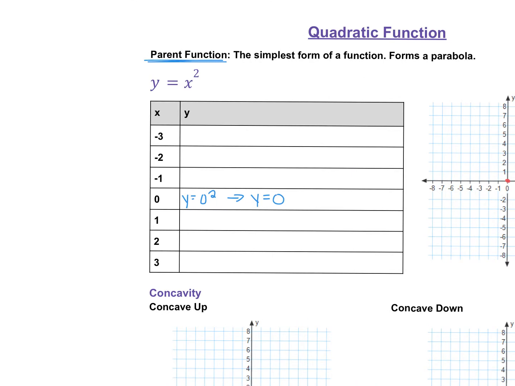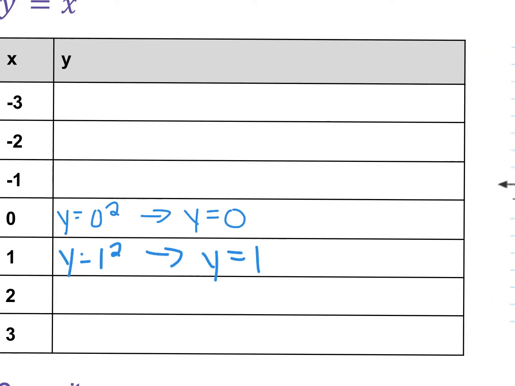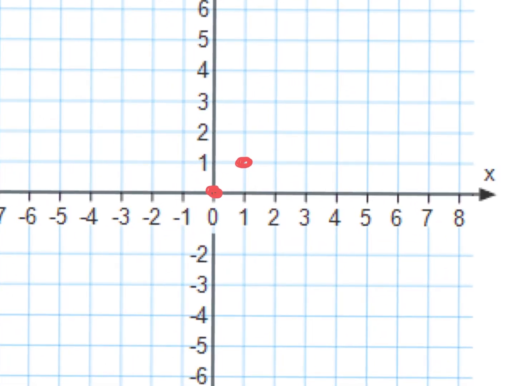Okay, and then I'm going to go back, and I'm going to do my next easiest number, which is 1. So it's y equals 1 to the second power, which will be y equals 1. I'm going to go graph it. This time it's going to be 1, 1. Okay. And then I'm just going to work my way up. So y equals 2 to the second power. Well, that would give me y equals 4. So when I graphed this one, I went over 2. So x was 2 and my y was 4.